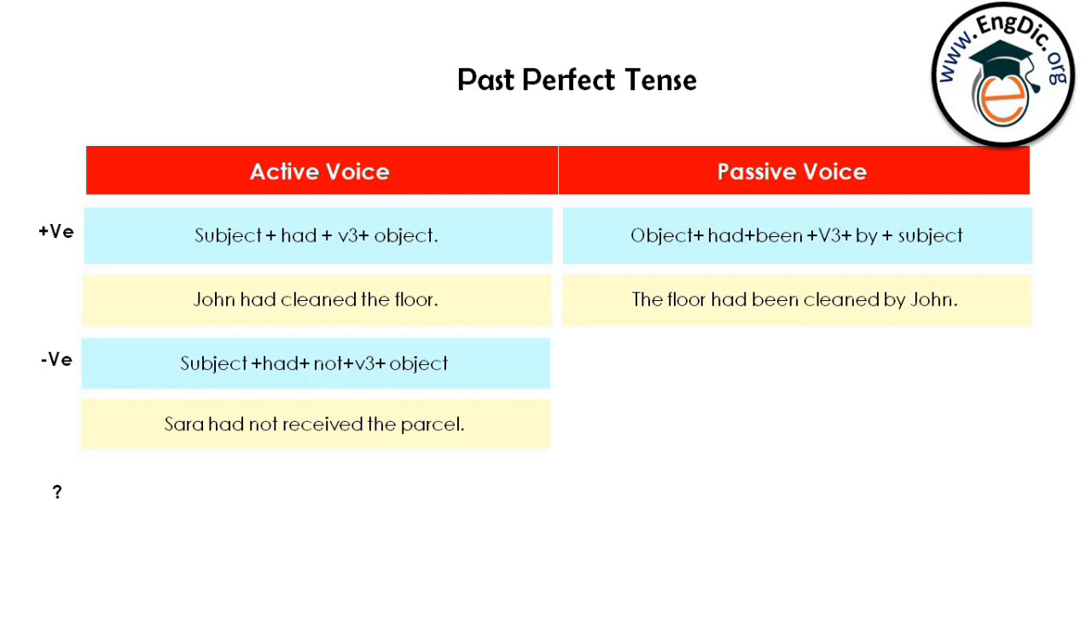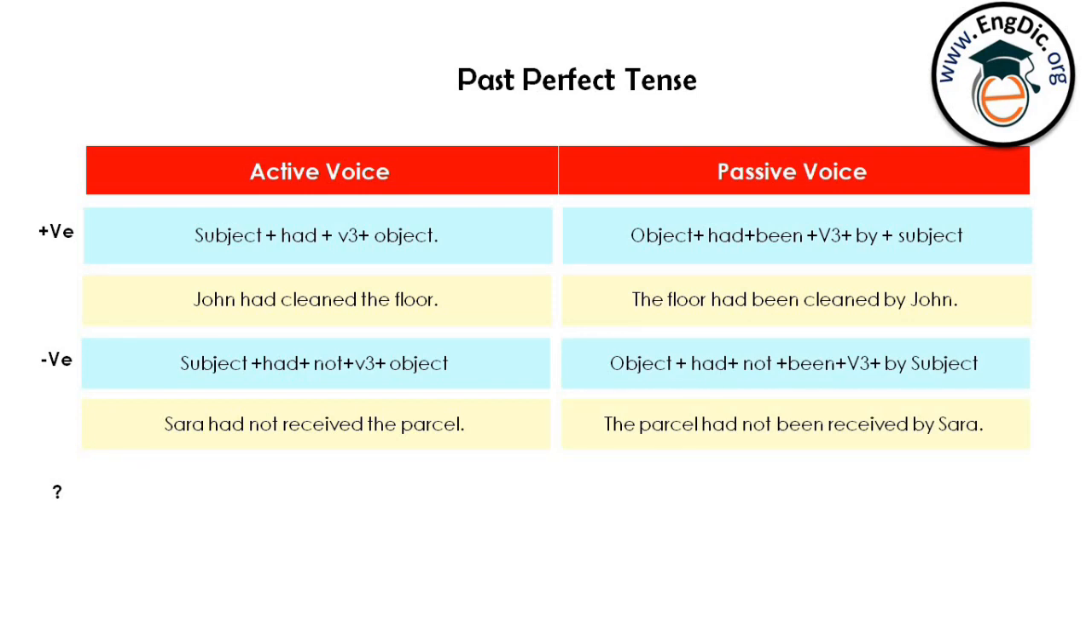We have put the subject Sarah, and then had not, and then third form of receive is received, and then the object, the parcel. And the passive voice of this sentence would be: object, had not, been, third form of verb, by, and then the subject. The sentence has changed to, the parcel had not been received by Sarah. We have put the object, the parcel, at the start of the sentence, and then had not, been, and then third form of receive is received, and then by, and the subject, Sarah.